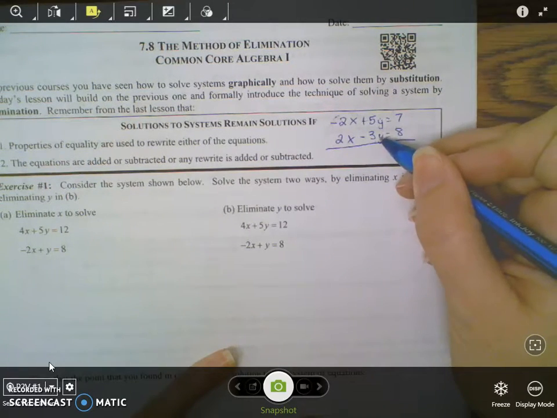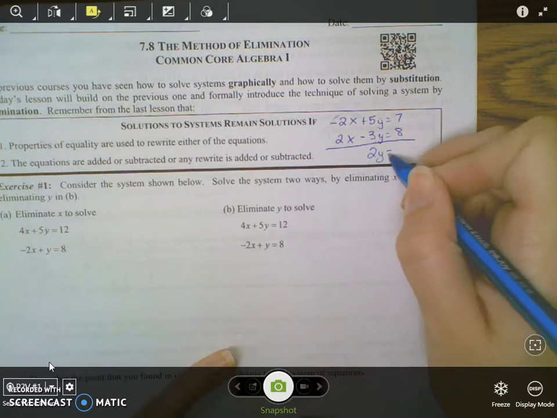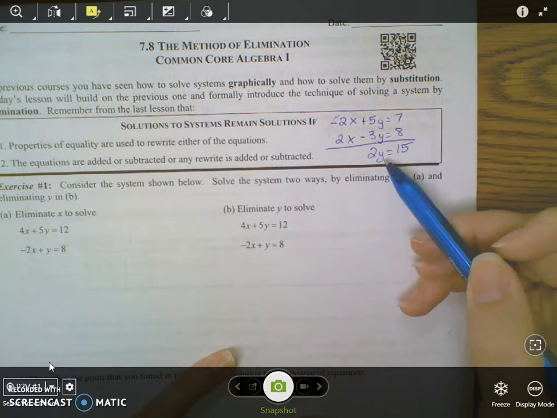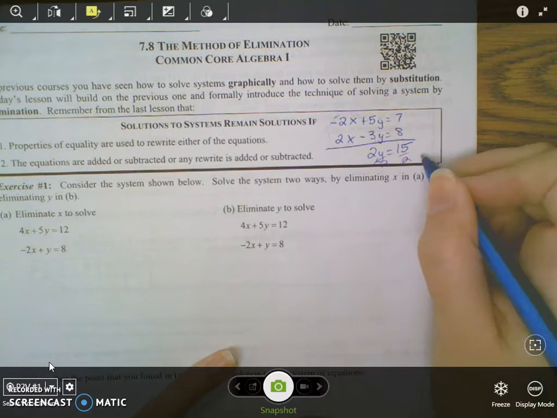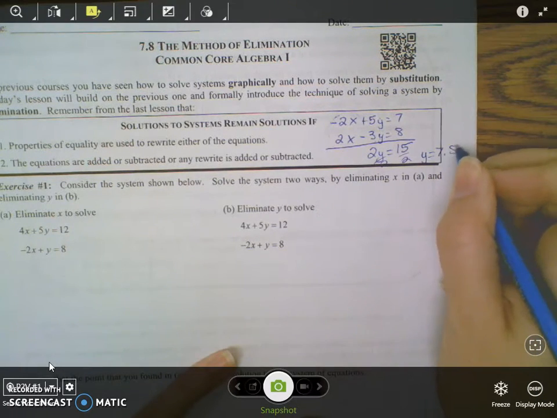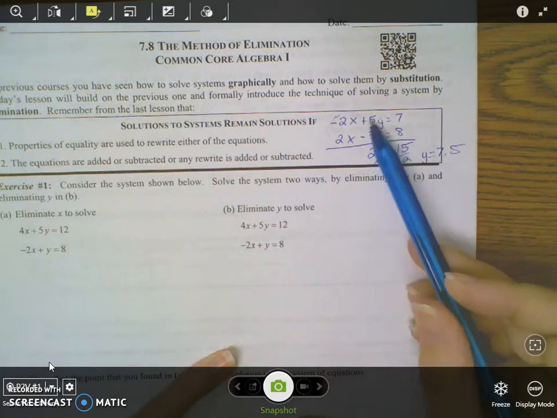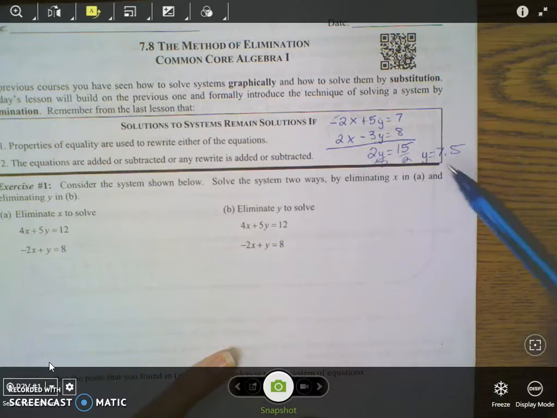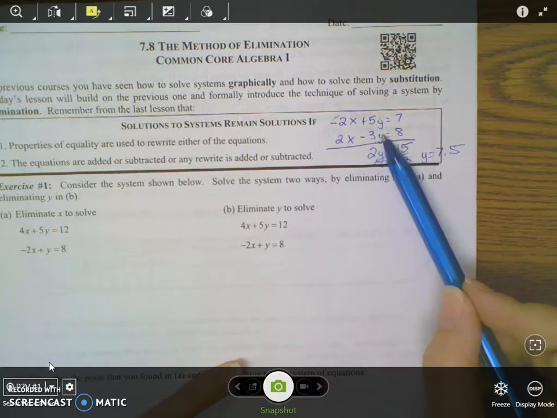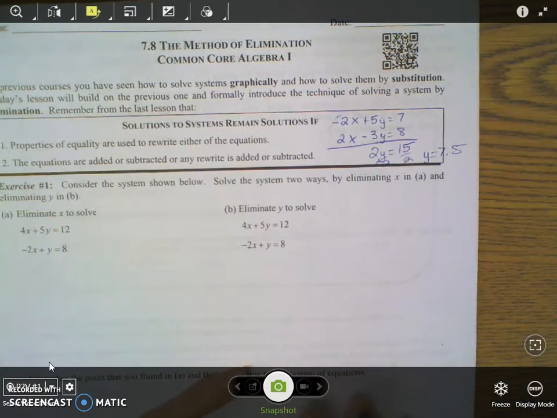So 5y plus negative 3y is 2y equals 15. And now that we have an equation that only has a y in it, we could solve. So we would have y equals 7.5. And then we could substitute the y back into one of our original equations in order to solve for the x.